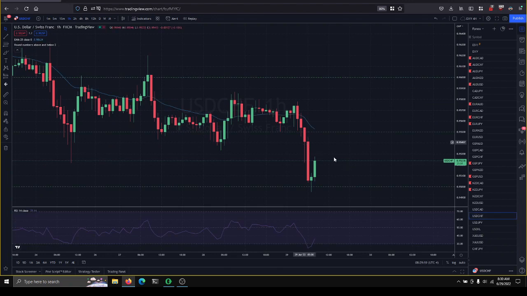USD Swiss. Same as those other Swiss pairs. Nice reaction. If you're looking to take this up, wait for the correction first.